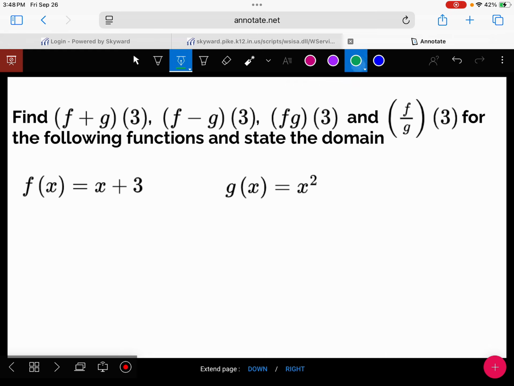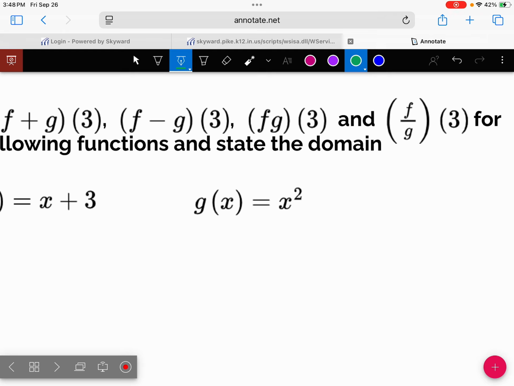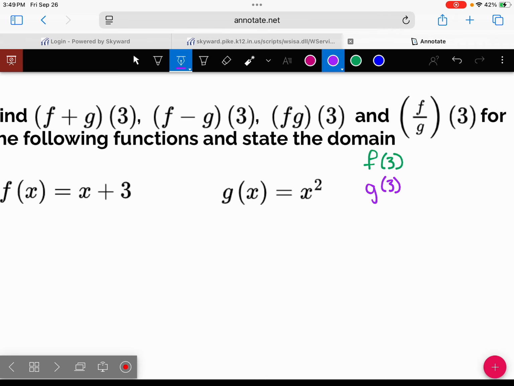Okay, so when I'm starting these, what I'm going to do first is find my f of 3, and I'm going to find my g of 3. This is just substituting numbers into our equations. When I'm looking at my f of 3, that's saying if I substitute 3 in right here in place of this x, that's going to give me a 3 plus 3. So my f of 3 is going to give me a value of 6. When I substitute 3 in place of x in g, so g of 3, we're going to have 3 squared. So g of 3 actually is going to equal 9.